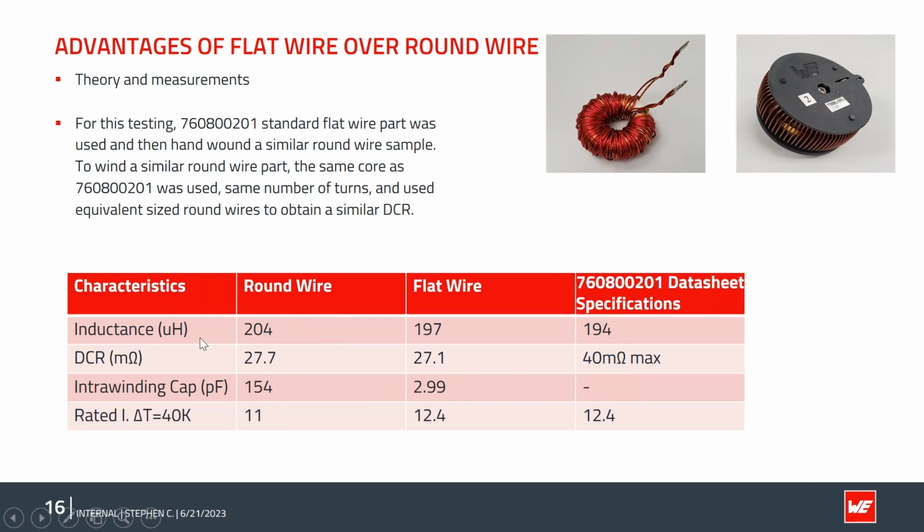So here, as shown in the table, you can see one of the critical parameters is the intra-winding capacitance. We found that this is very critical for such high power applications. And as you can see here, the flat wire winding design shows a much lower intra-winding capacitance for the same wire size and on the same toroidal core.